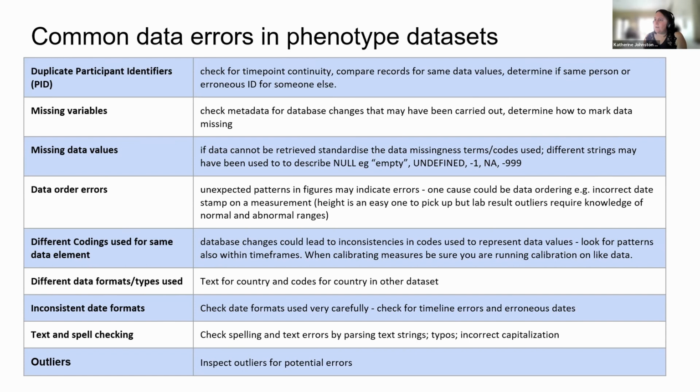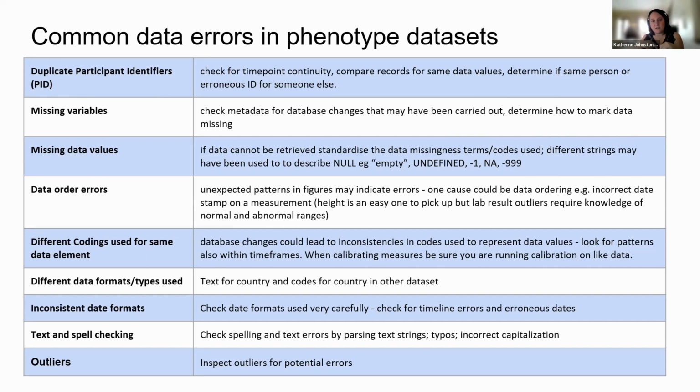You may also have data order errors. Unexpected patterns in the figures can indicate errors. Height is an easy example here. If you're dealing with a child and there are time points of height collected and the child suddenly shrinks by 10 centimeters, you know that there is a problem somewhere. Then you may want to check whether that is an actual problem in the recording of the height, or it could be that when you go and check, you see that the date was recorded incorrectly in your data set.